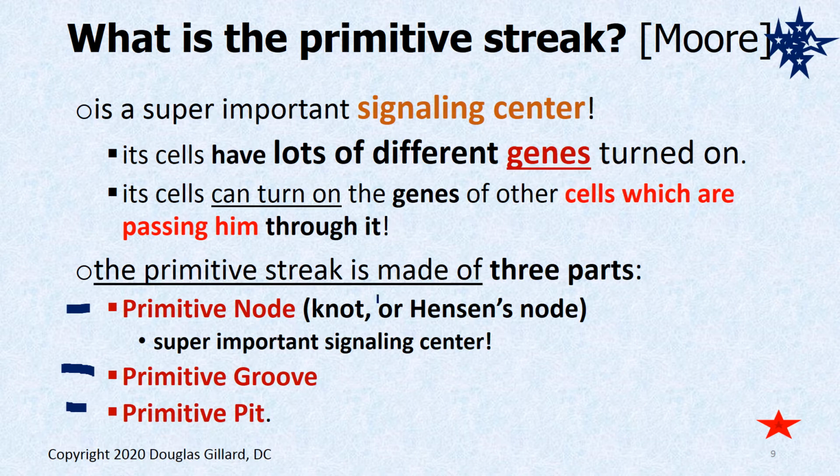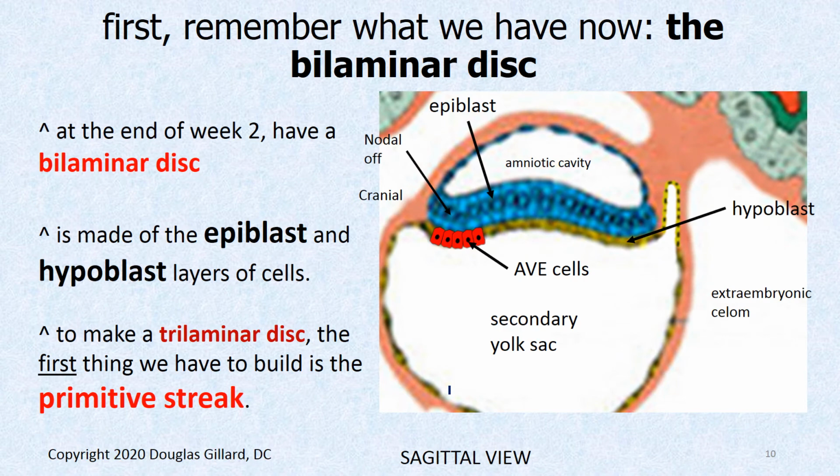Okay, so the primitive streak has 3 parts. Primitive node, sometimes called the primitive knot, or sometimes called Hensen's node. It's kind of like the brain of the primitive streak. And then we have the primitive groove and the primitive pit, and we'll talk about that as we go through these things. Before we dig further, let's remember what we've built so far.